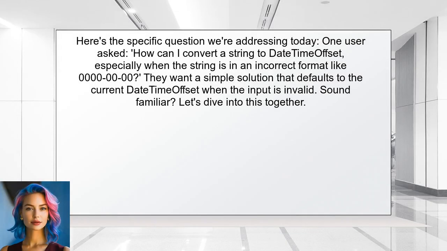Here's the specific question we're addressing today. One user asked, how can I convert a string to date-time offset, especially when the string is in an incorrect format like 000-00? They want a simple solution that defaults to the current date-time offset when the input is invalid. Sound familiar? Let's dive into this together.